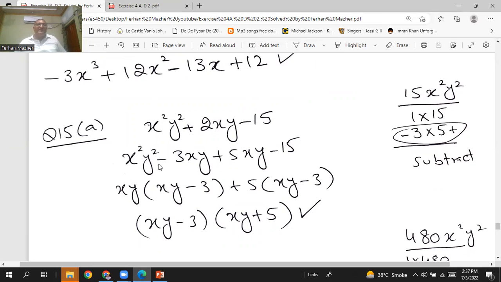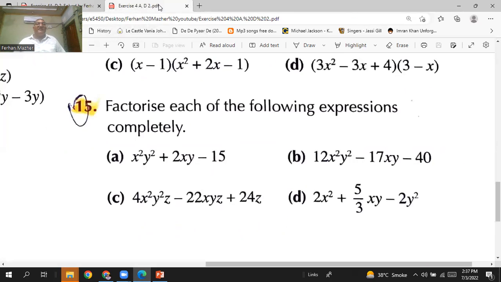From the first two terms, you can see xy is common. Divide this with xy, you get xy. Divide this with the xy, you get minus 3, bracket close. From the last two terms, plus 5 is common. Divide this with 5, you get xy. Divide minus 15 with the positive 5, you get minus 3 and the bracket close. From this and from this, the bracket xy minus 3 is common. So take it common. From here, you are left with the xy. From here, you are left with the plus 5. I hope that you have understood how this factorization has been done with the help of the midterm breaking.